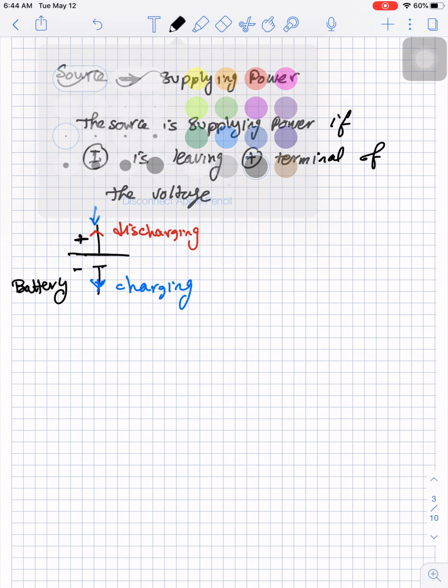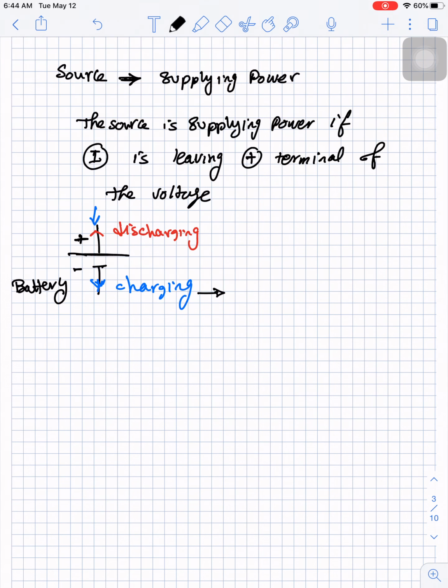So if the battery is being charged, this means it consumes power. If the battery is being discharged, this means it is supplying power. So the battery will be consuming power or supplying power based on the circuit it is connected to.